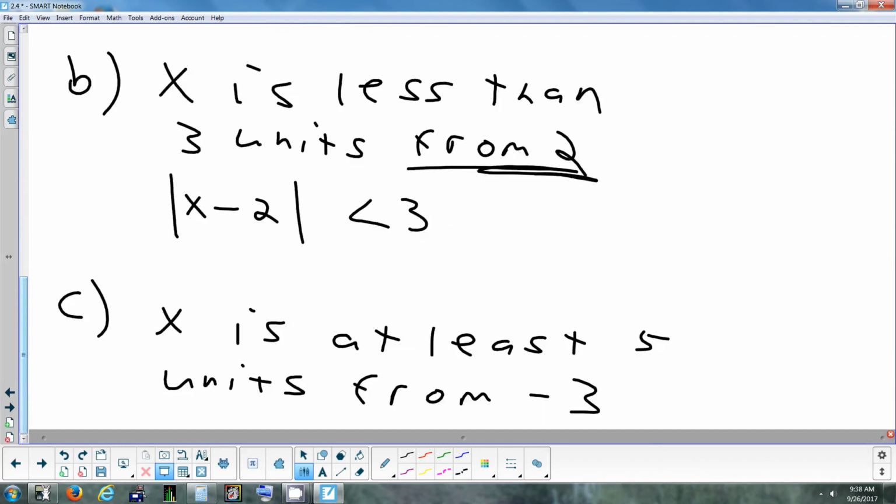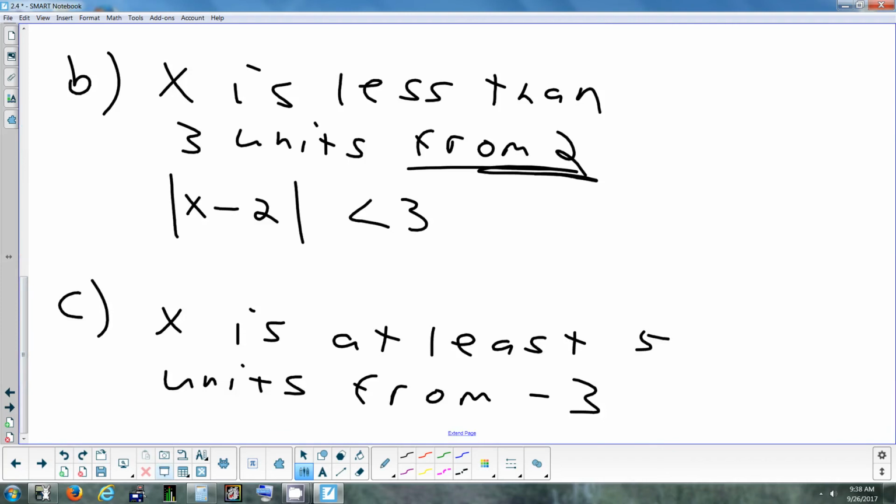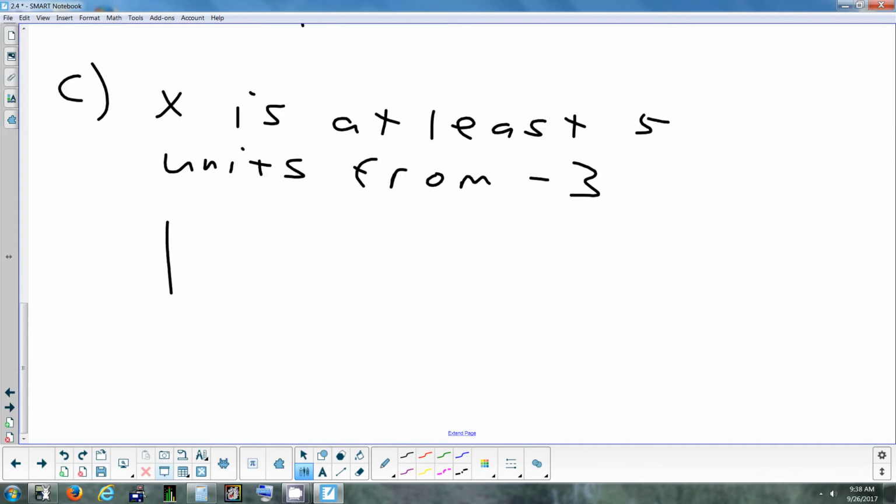How about this one? x is at least 5 units from -3. So we've gone from a less than to, we can say, x is greater than or equal to 5 units from -3. Anyone think they could tell me this one? Rebecca? Absolute value of x minus -3. And then the greater than or equal to sign.